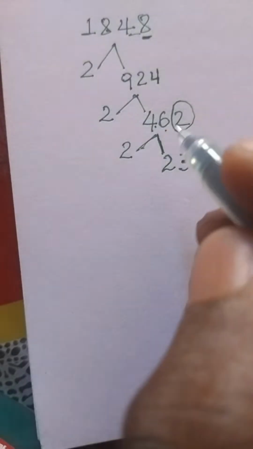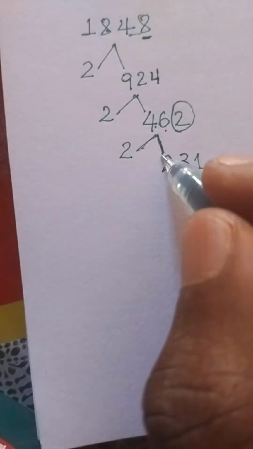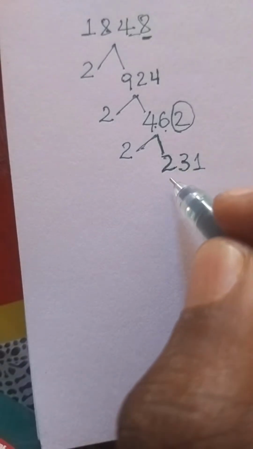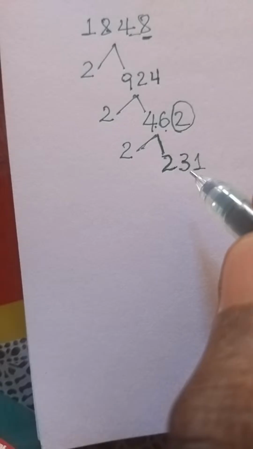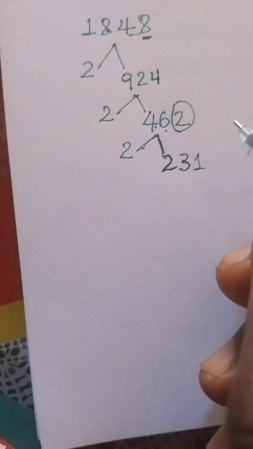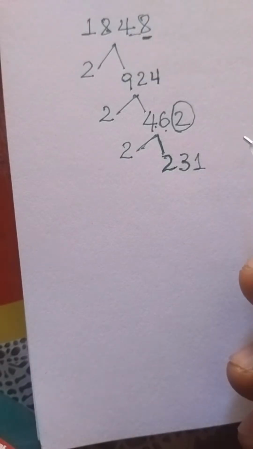Is this divisible by 2? No, this number can't be divisible by 2. Why? The last digit is not an even number, it is an odd number, so it is not easily divisible by 2. Okay, my beautiful student.